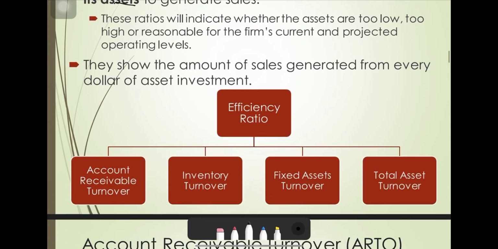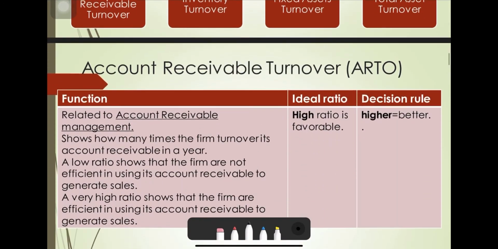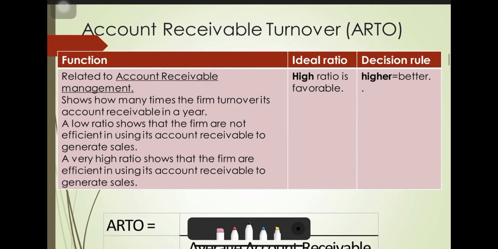Okay, so to measure the efficiency ratio, we can calculate the account receivable turnover, inventory turnover, ITO, fixed asset turnover, FATO, and total asset turnover, TATO. Okay, let's have a look at the ratios one by one. So number one is the account receivable turnover.